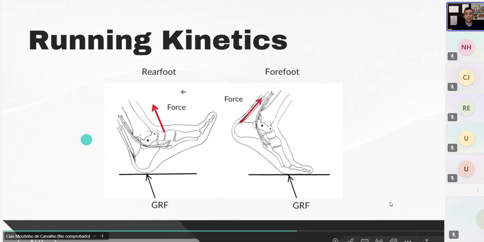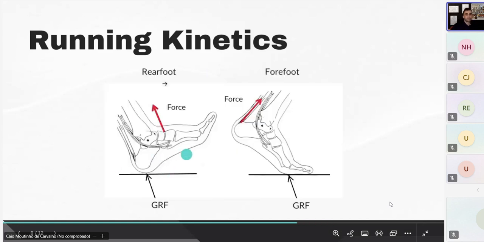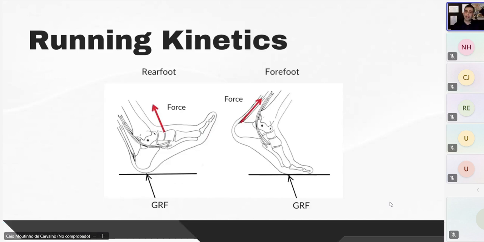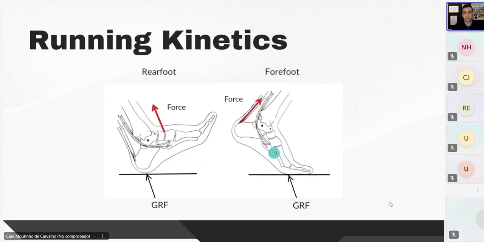On this side, we are talking more about the tibialis anterior and all the other muscles that act for that purpose. On the other side, we are focusing the activity more on the soleus and gastrocnemius.